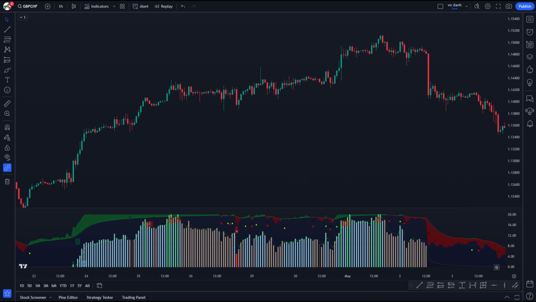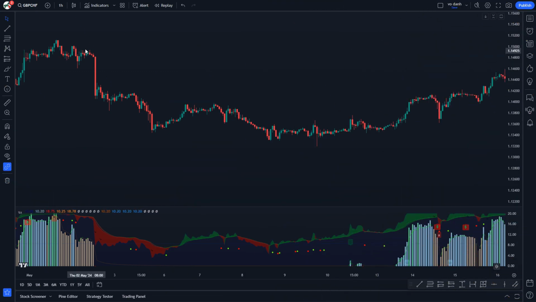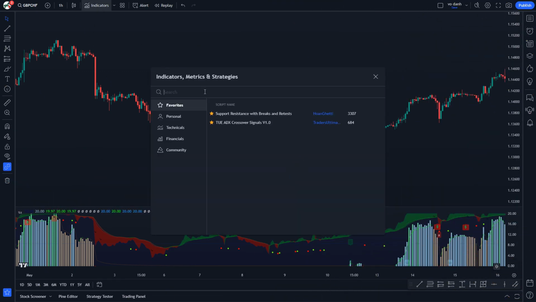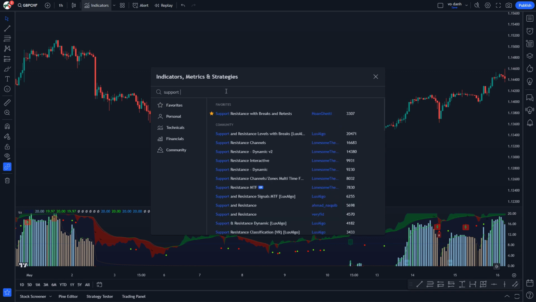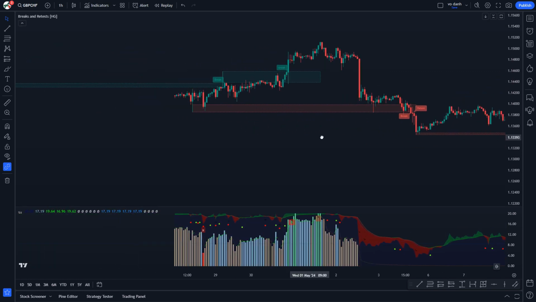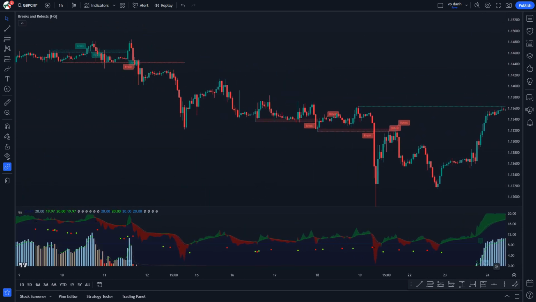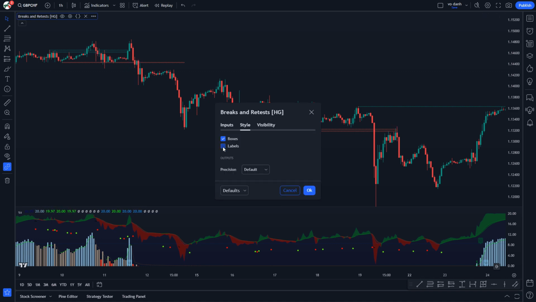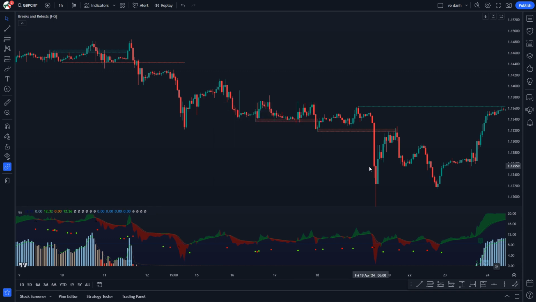Now, at this point in time, I know you may be thinking, but how can we use this indicator to actually take trades? Well, for that, we would need to add one more trading tool to the chart. The second indicator that we need to add to complement the bullish smart money indicator is this one called support resistance with breaks and retests, this one by Hoan Getty. Double-click on it so we can change some settings. On this style tab, you want to disable the labels, because we don't need the labels, and then click OK.